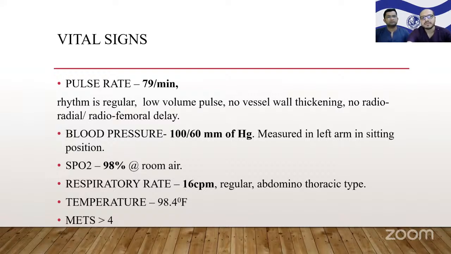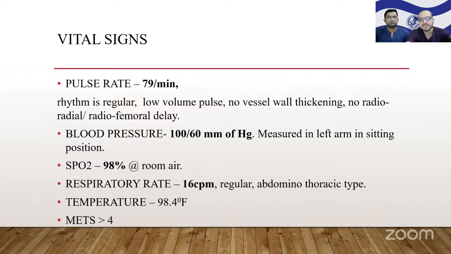Vital signs, pulse rate was 79 per minute, the rhythm was regular, a low volume pulse, there was no vessel wall thickening, there was no radioradial or radiofemoral delay. Blood pressure was 100 by 60 millimeters of mercury. It was measured in the left arm in sitting position.